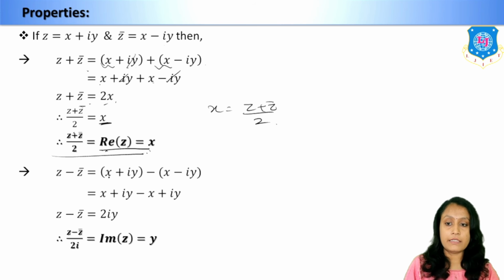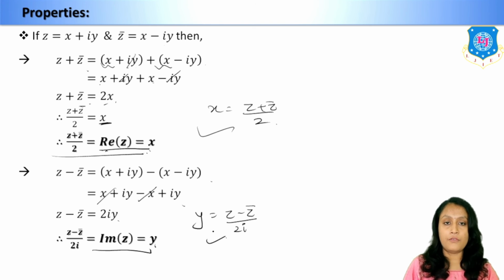Now subtract it. So z minus z bar: x plus iy minus x minus iy. Open the bracket, so you will get x plus iy minus x plus iy. Now this x will get cancelled. So we have 2iy. Make y the subject. So y you will get z minus z bar upon 2i. Now y is the imaginary part of z, and its answer is z minus z bar upon 2i. So we have to remember these two as formulas.